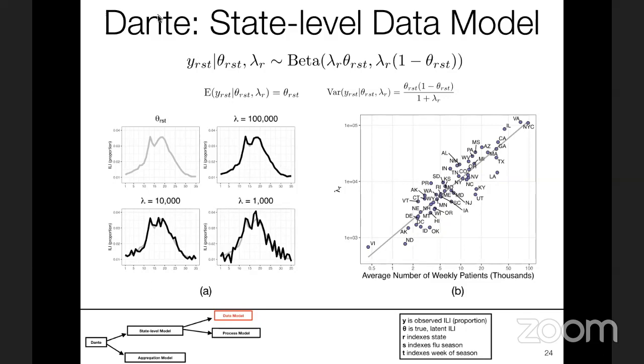What to me was really cool about this is that the x-axis, the average denominator size, is not an input to Dante. It doesn't show up explicitly anywhere. All Dante sees is the volatility of that ILI time series. It has a state-specific parameter to account for it, and it's clearly learning something that is related to how these proportions are being estimated.